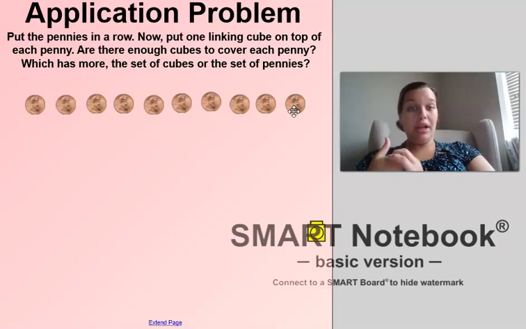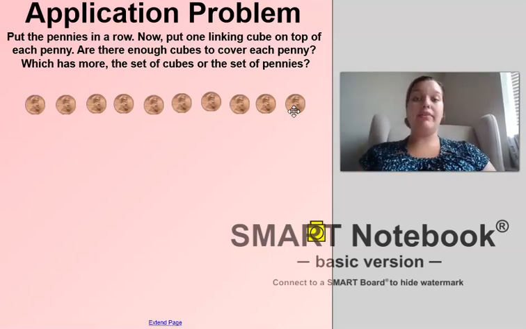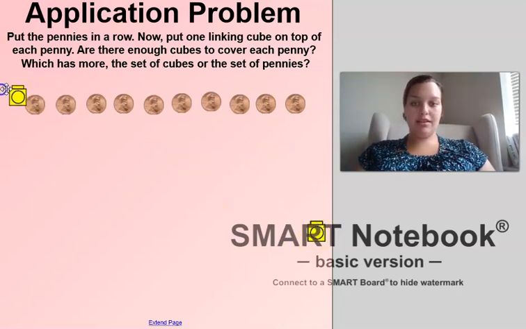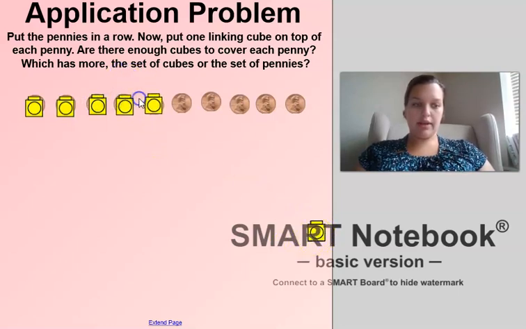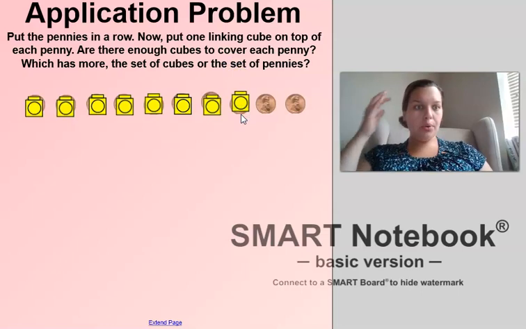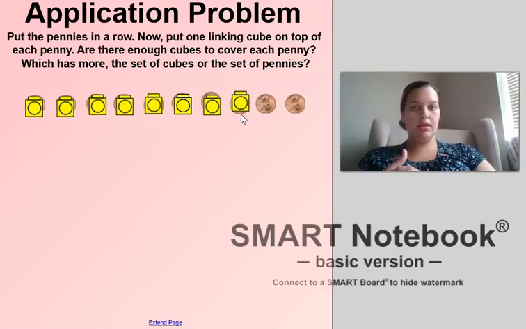Okay? Now we're going to put one linking cube on top of each penny. We're going to see if there's enough cubes to cover each penny. 1, 2, 3, 4, 5, 6, 7, 8. Oh no, I'm out of cubes. Are there enough cubes to cover each penny?